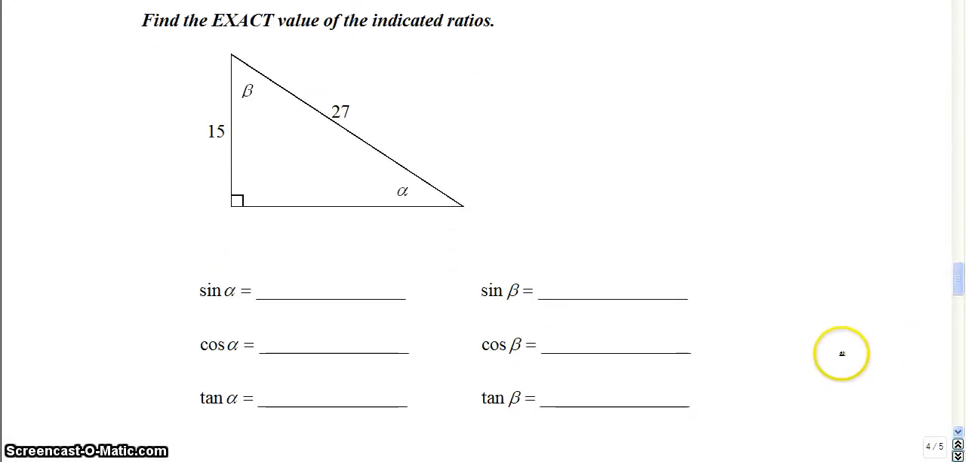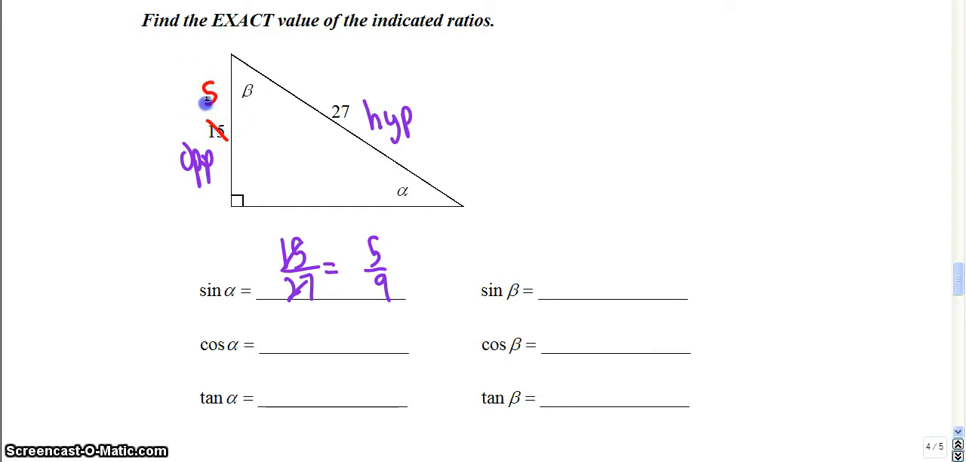Example, find the exact value of the indicated ratios. First of all, we want to know, what is this talking about? This is another variable. It's not A and B this time. This is the Greek letter alpha. This is the Greek letter beta. So the sine of alpha is the opposite divided by the hypotenuse. The opposite is 15. The hypotenuse is 27. And that is going to simplify. I can divide both of those by 3 and get 5/9. And really, at the very beginning, I could simplify those because I'm going to be simplifying them at some point anyways.